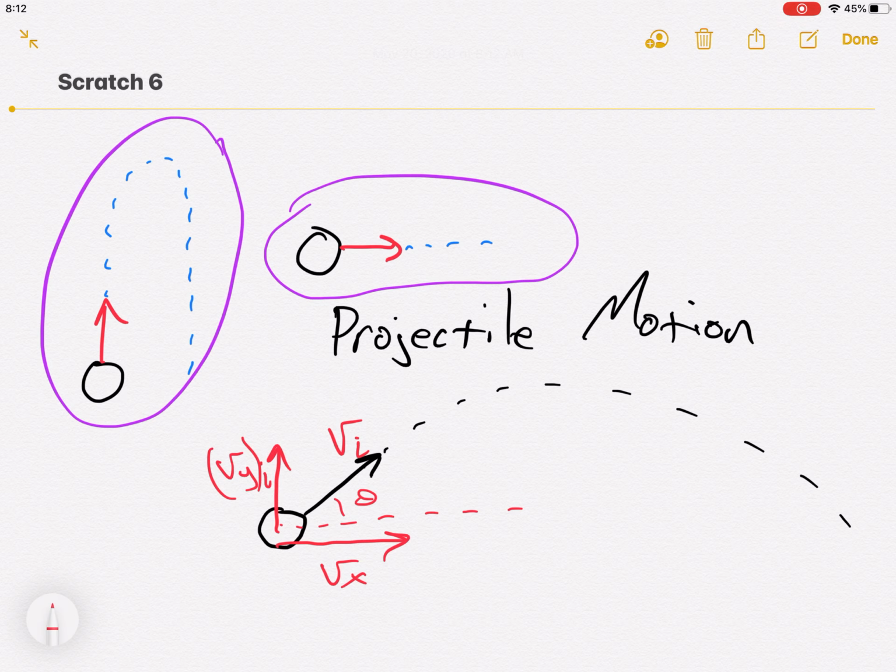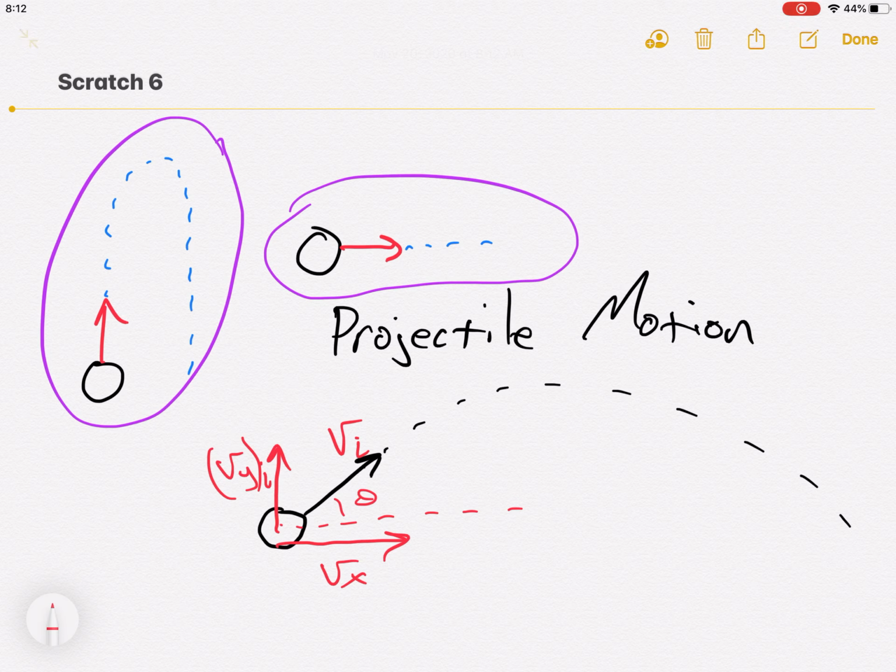Now I don't bother to subscript Vx with initial and final because Vx is constant. Vx is not changing because there's no acceleration in the x direction. So initial and final and everywhere in between is the same number. But Vy is definitely changing. It's getting smaller and then bigger if it's pointing up initially.